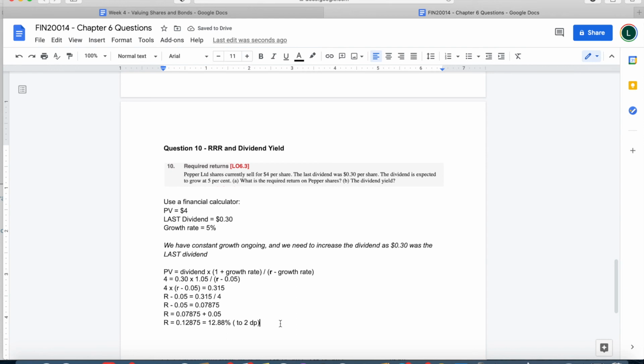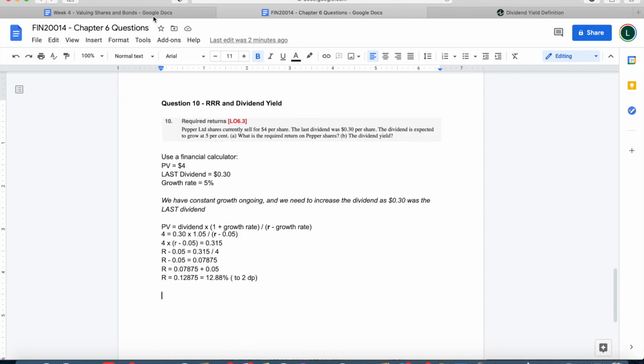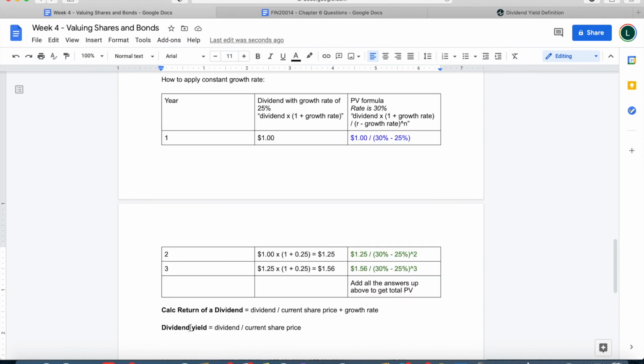So there we go. That's a very long-winded way of calculating the required rate of return by using algebra. You can see what we always do is the opposite side of the formula, and we're trying to isolate the unknown value. So there's that. Yield, we can go back to our spreadsheet.